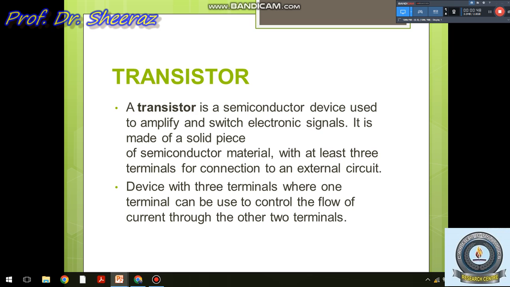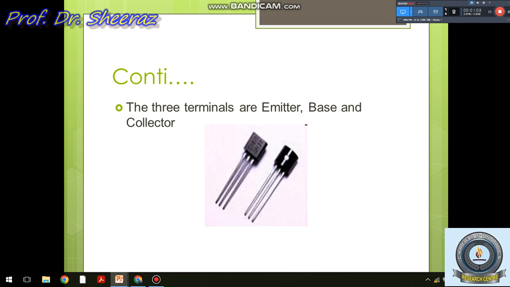So devices with 3 terminals, where one terminal can be used to control the flow of current through the other 2 terminals. So these 3 terminals are basically responsible for calling the name as transistor. You can see in the diagram that the 3 terminals are available and their names are emitter, base and collector.